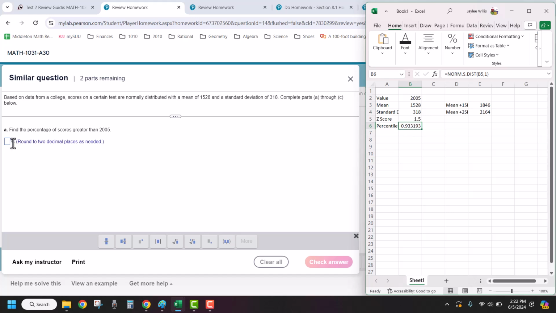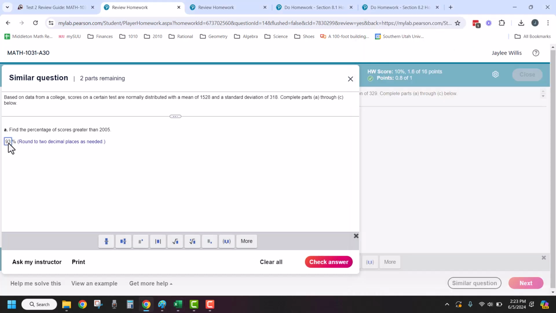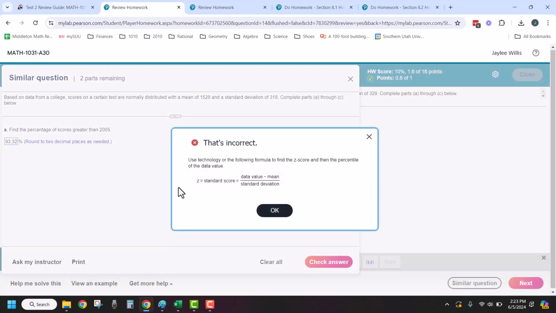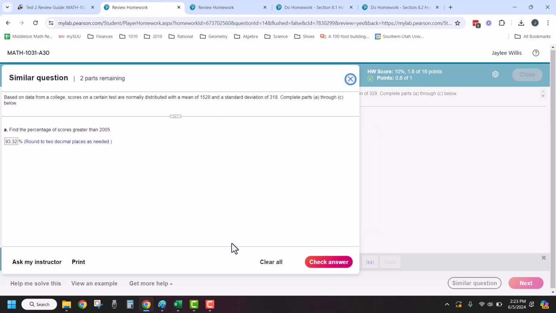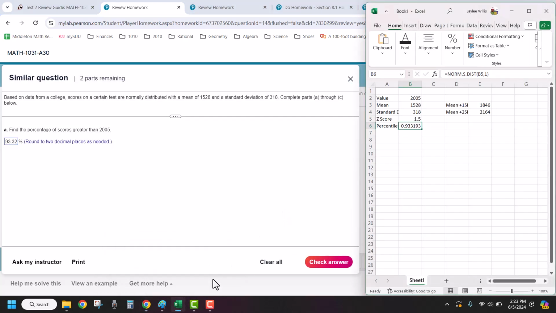And when it's asking for it in percentage form, I would move the decimal over twice, and they want me to round to 2 decimal places, so it's going to be 93.32%. Oh, did I do that wrong? Hold on. Did I get all my numbers right? Oh, I see what I did wrong.